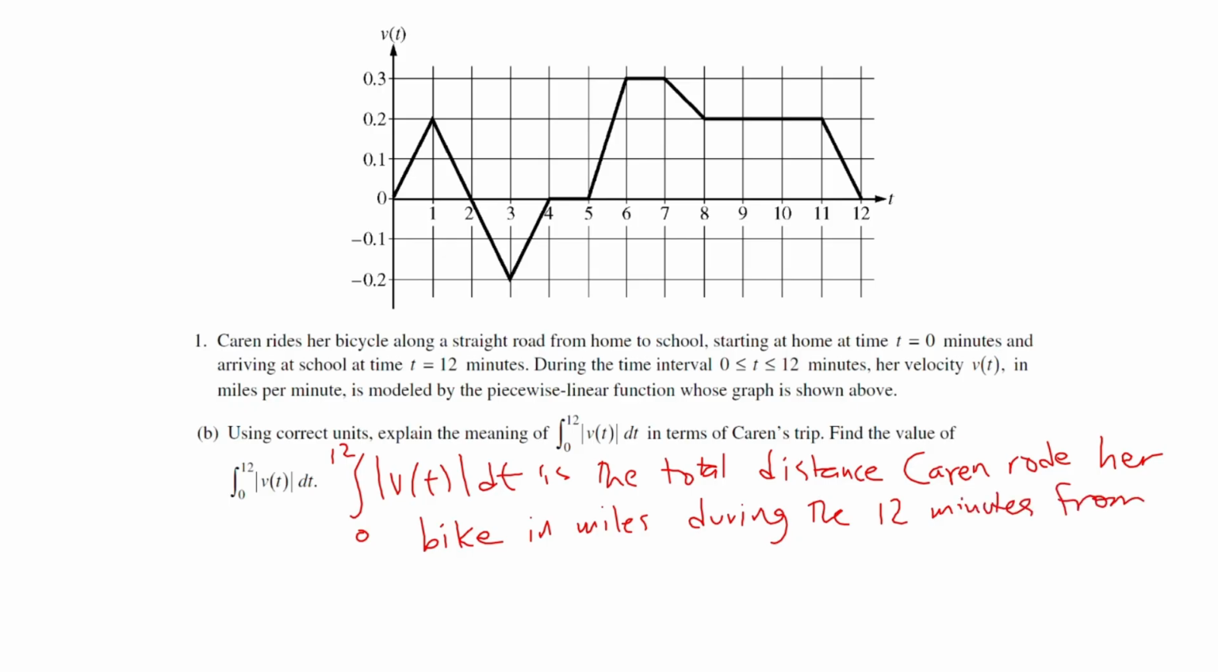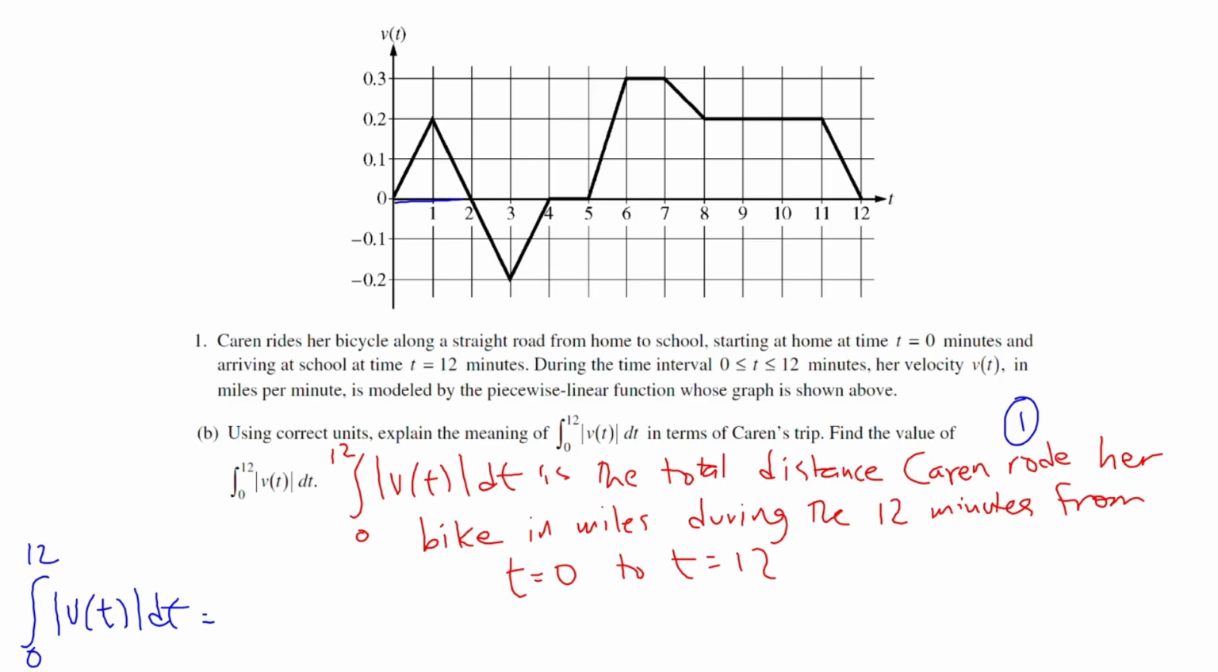And we'll say the 12 minutes from t equals 0 to t equals 12. And so that's what it means, and you get 1 point for the meaning here. And then you get 1 point for the value of it. So we can find the value of the integral from 0 to 12 of the absolute value of v of t dt just by finding all the areas.